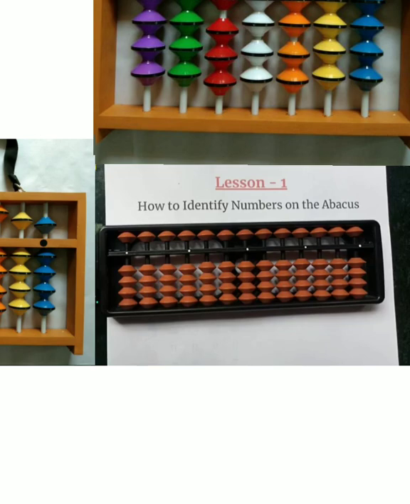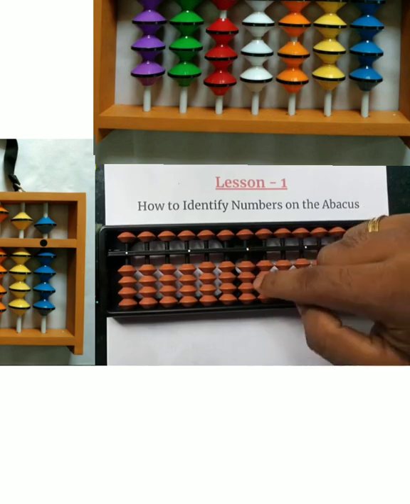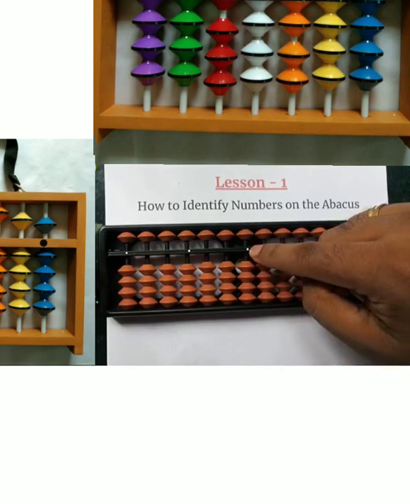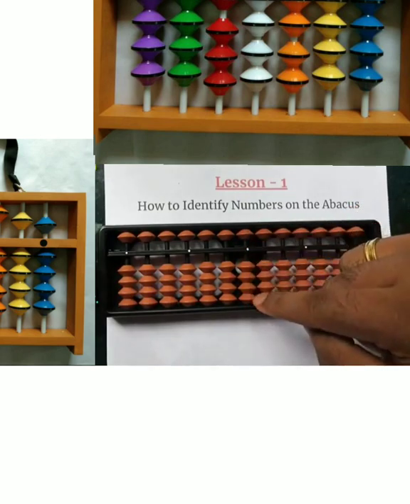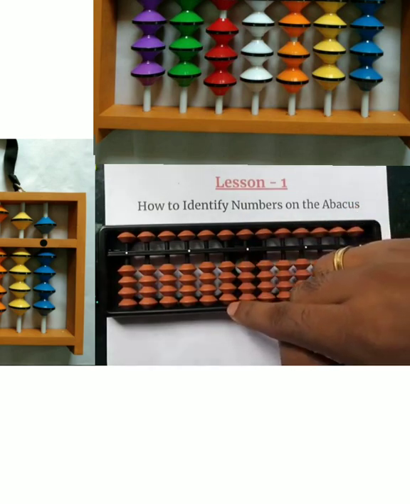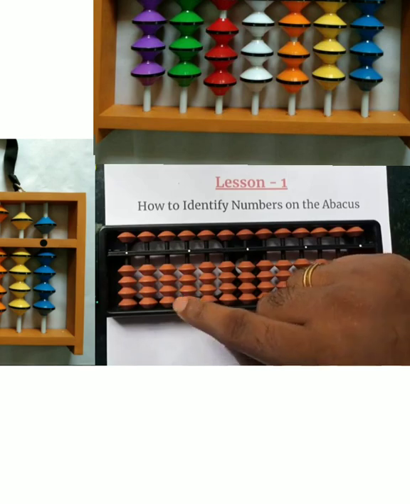In most abacus classes or abacus institutions, the middle rod, exactly the middle white dot, the rod corresponding to that, is considered as the units place rod. So in my abacus, this is exactly the middle white dot, so the rod corresponding to it will be my units place rod. The one next to it, on the left, will be the tens place rod, then the hundreds place rod, then the thousands place rod, and so on.